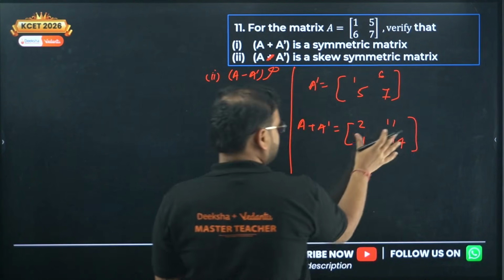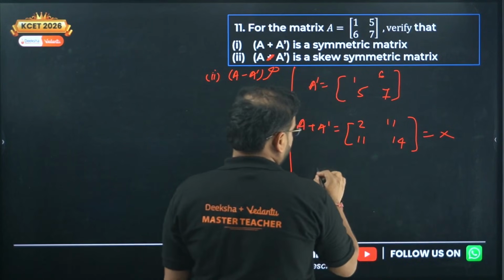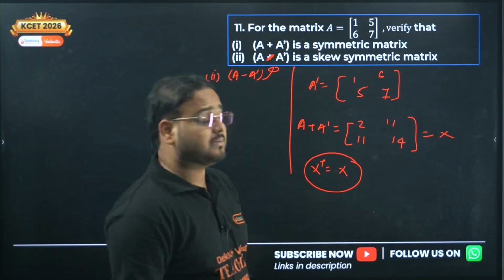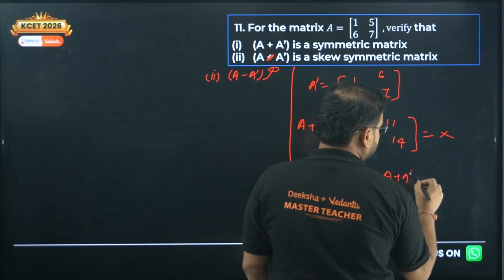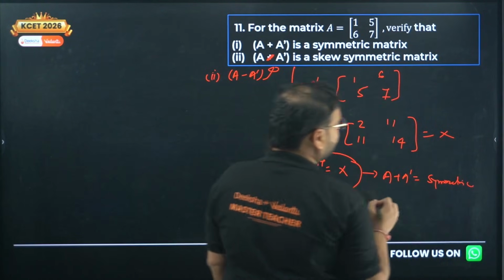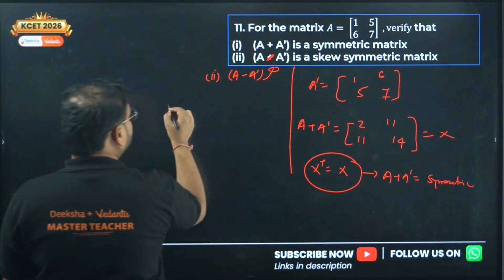You can see here this matrix is nothing but, if you take this as matrix X, you'll get X transpose will be simply X. So this is nothing but a symmetric matrix. So here A plus A dash is your symmetric. Now next is your skew symmetric. For that we have A minus A dash actually.